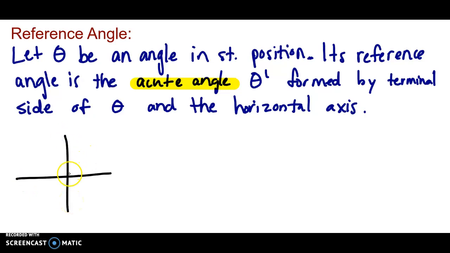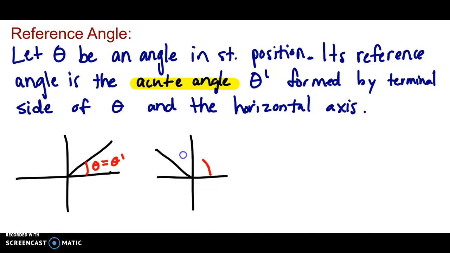So in one case, let's say that theta is in the first quadrant, right? Then theta is equal to theta prime. Let's say that theta is in quadrant 2, then here would be theta prime, right? It's the acute angle formed by this terminal side and its horizontal axis.